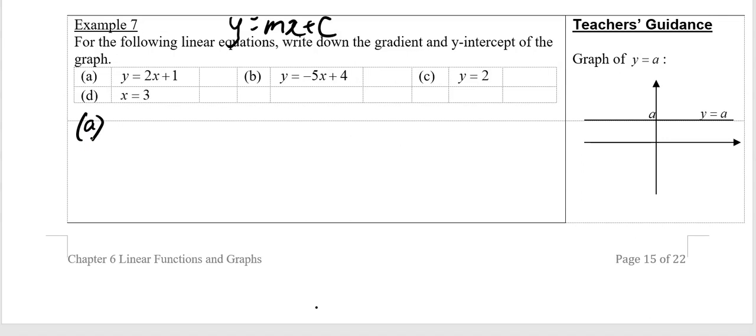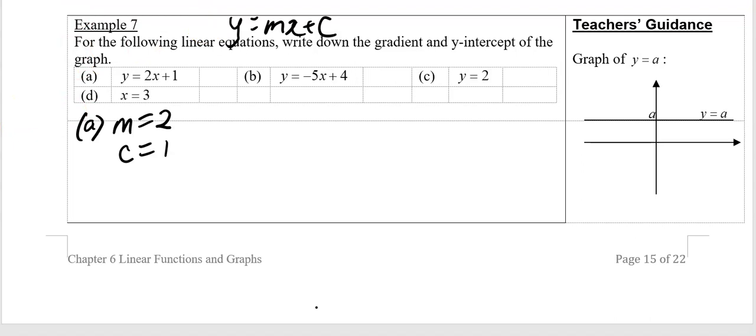we notice y equal to 2x plus 1. So the answer is very simply m is equal to 2 and c is equal to 1, if you actually take reference of y equal to 2x plus 1 with your y equal to mx plus c.